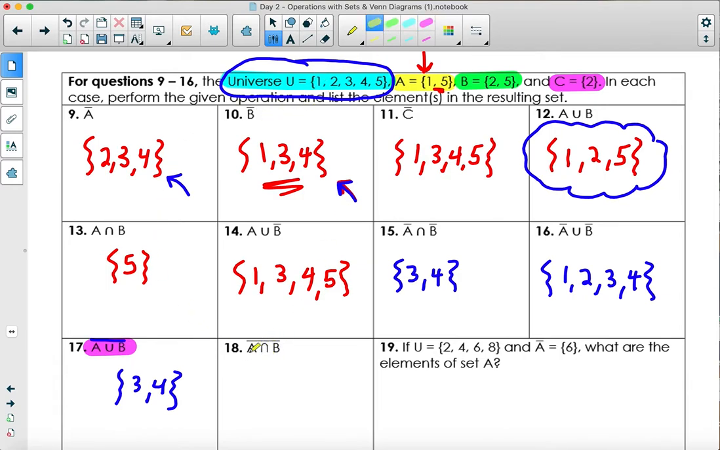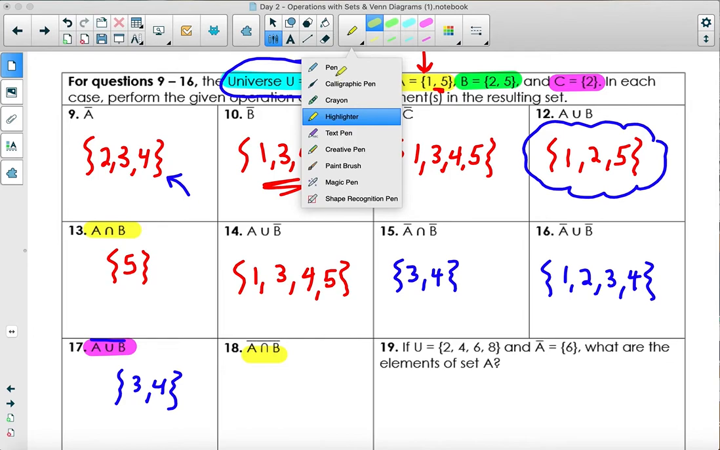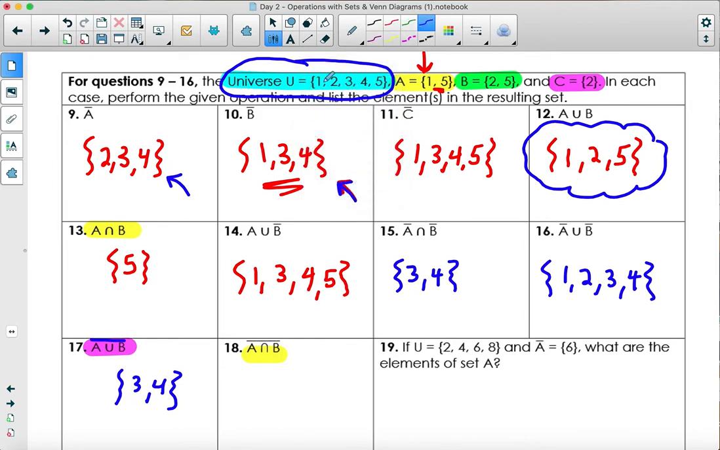So for this one, I'm looking at the set A intersection B. Here it is. The set A intersection B only has a 5 in it. So I'm looking at that universal set and I'm saying, what does the universal set have that A intersection B does not? And what it has is 1, 2, 3, and 4.